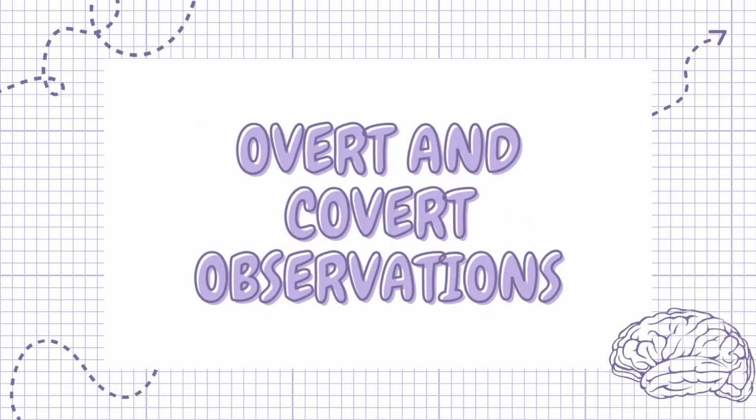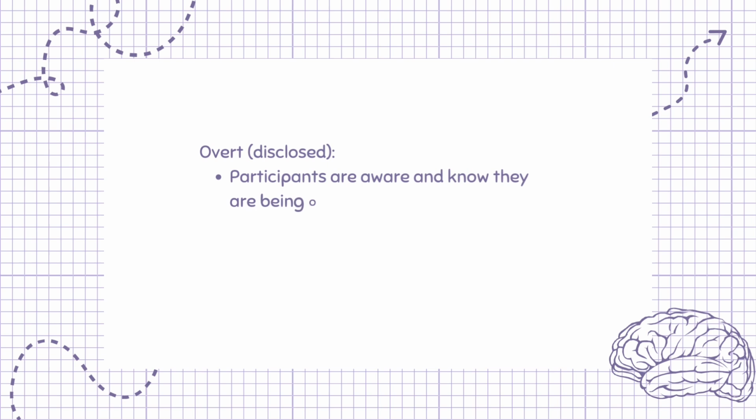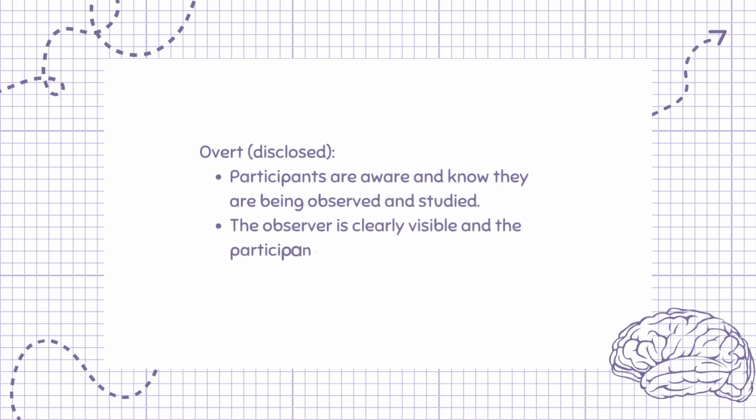Overt and covert observations. Overt, disclosed. Participants are aware and know they are being observed and studied. The observer is clearly visible and the participants have consented to being observed.